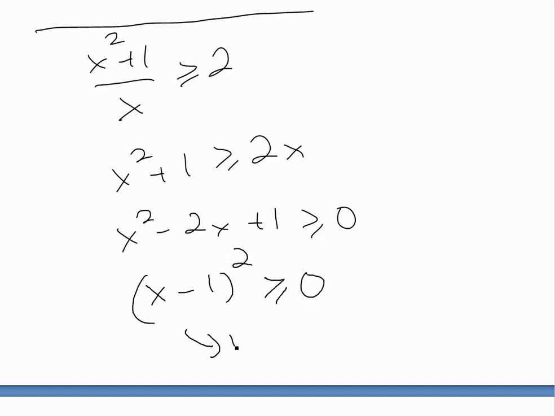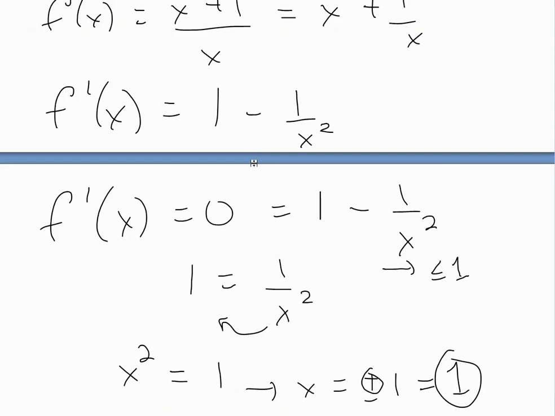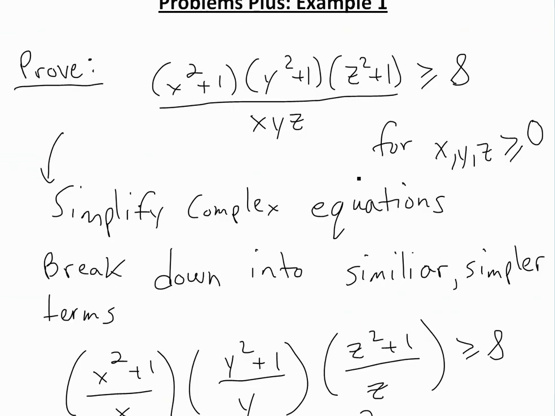This is true because (x minus 1) squared is always greater than or equal to 0. If you put in 0, you have negative 1 squared, which is 1, and if you put in anything greater than 0, it's always true. So if this is true, then the previous statement is true as well. You could go in reverse like that. Since these are the same functions with different variables, every single one is greater than or equal to 2, and then the product is greater than or equal to 8. So that's a proof for this one.